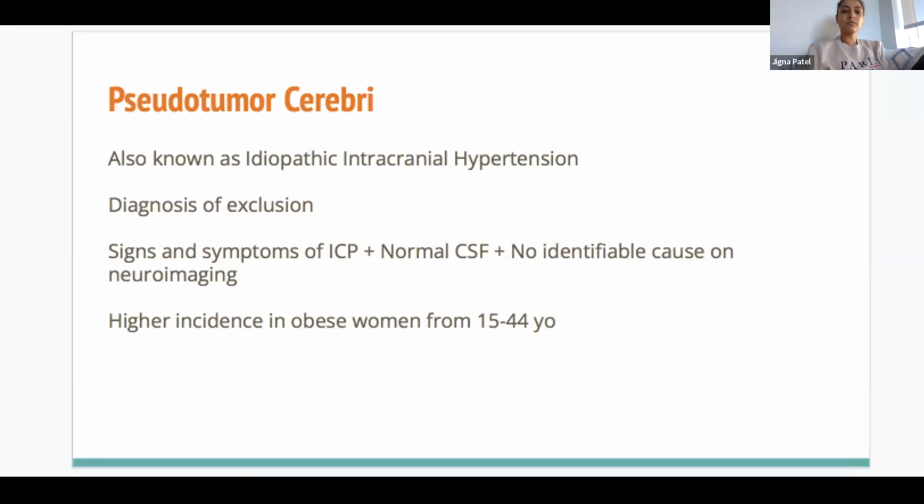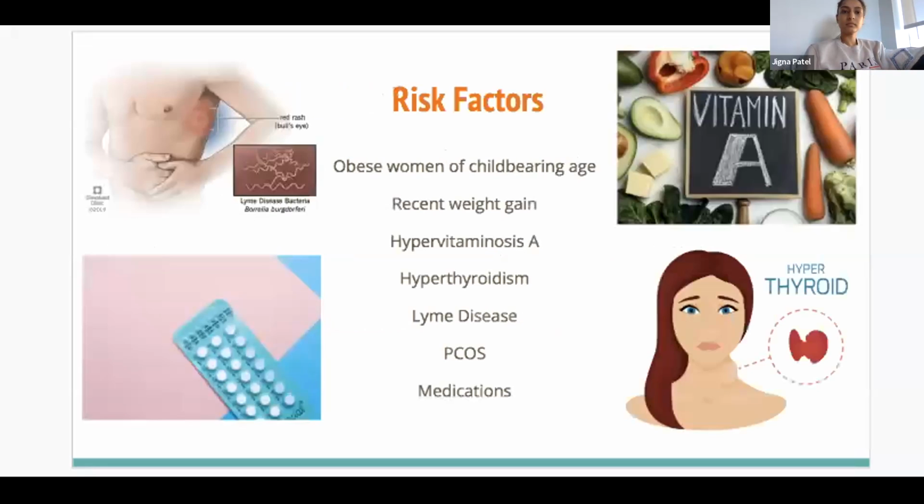Some of them are venous outflow abnormalities that cause increased resistance, altered sodium and water retention, obesity related with increased pressure, and altered vitamin A metabolism. Some of the risk factors include obese women of childbearing age, a history of recent weight gain, and hypervitaminosis A. If they have Lyme disease or hyperthyroidism, you also want to consider this.